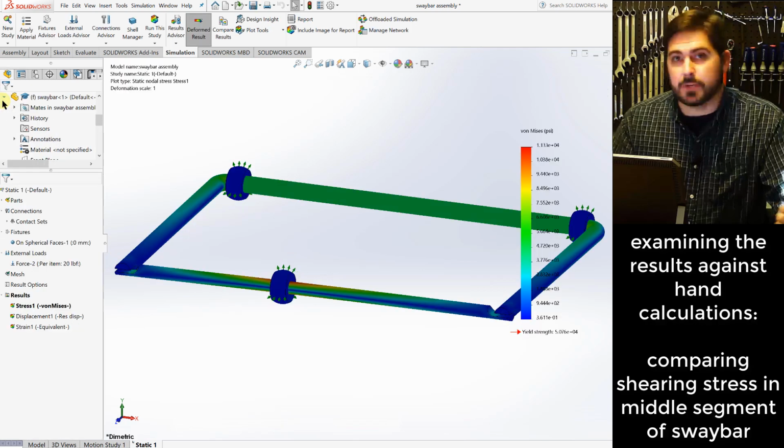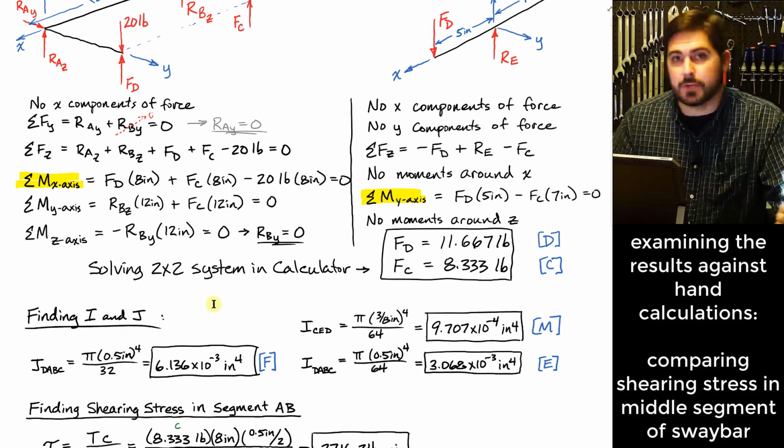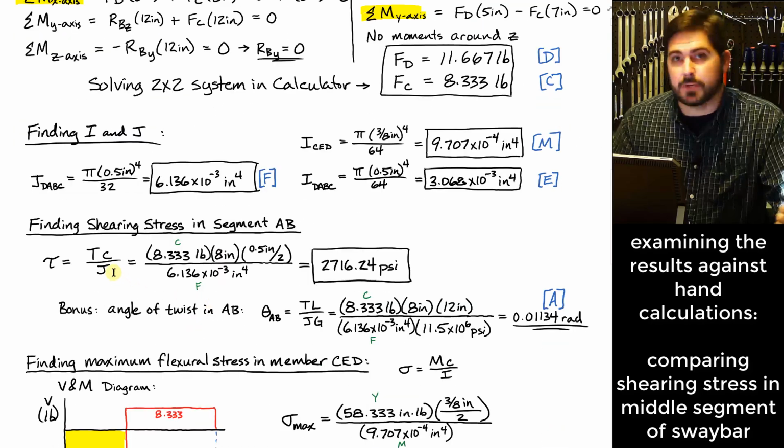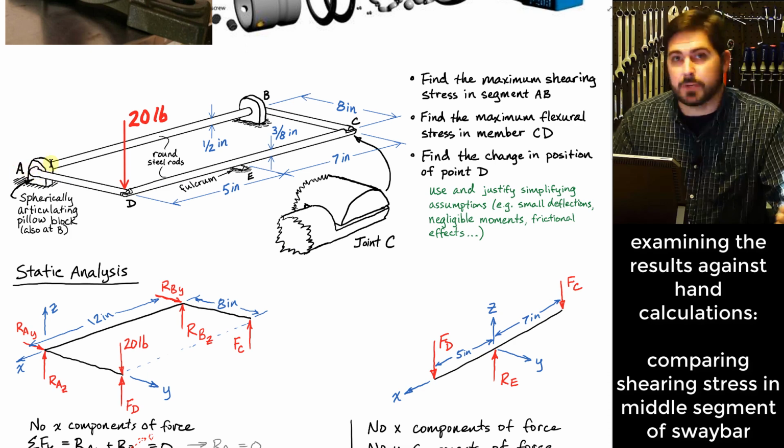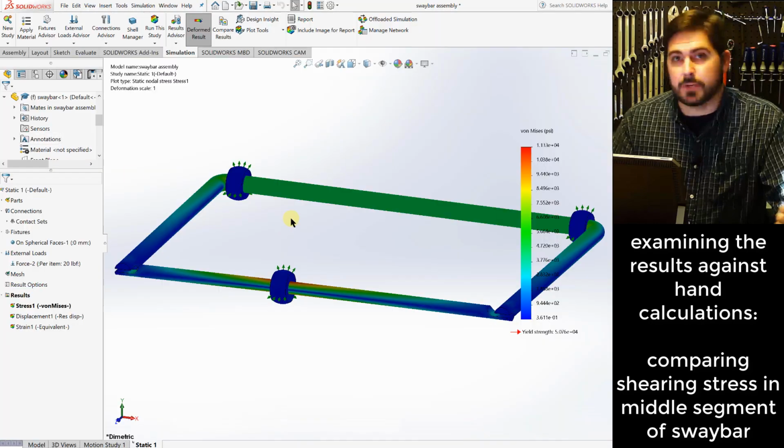What else might we care about? Well, let's see. In our solution here, the next thing that we found was the shearing stress in segment AB. Okay, and go back up here. AB was this piece that went in between these two sides. So it should have relatively constant shearing stress in that segment. So let's figure out what that shearing stress might be.